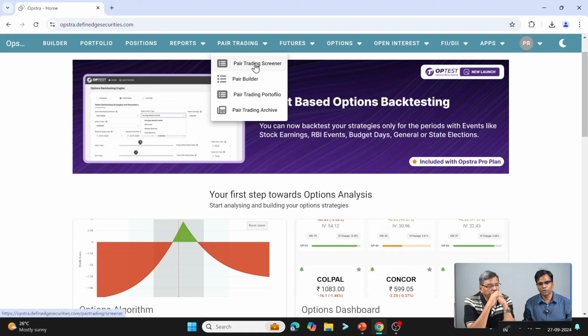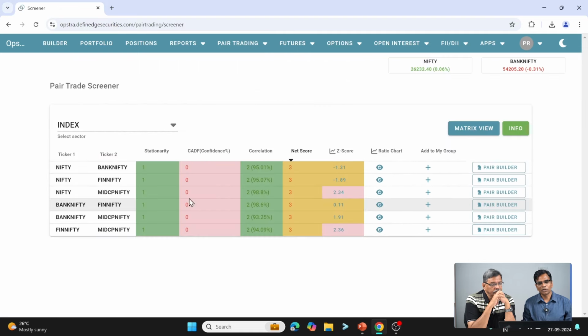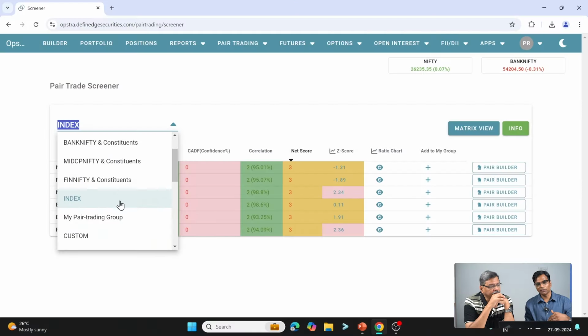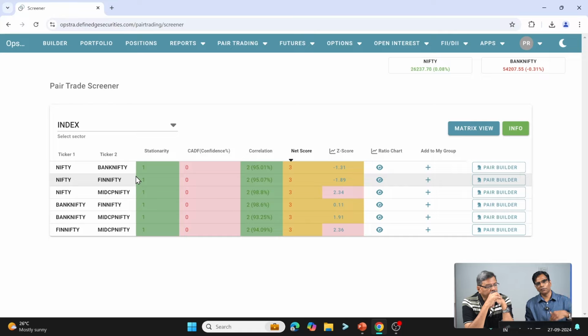So the first option is the pair trading screener. The first thing that you will see is the index. Here we have made different sectors. I'll talk about All a little bit later. We have Nifty and its constituents, like what is the relationship between Nifty and its constituents, like Nifty versus HDFC Bank. Is there any correlation between them? And then Bank Nifty and other indices and their constituents. So the main index and one constituent, that is the pair. And also the indices themselves: Nifty, Bank Nifty, Fin Nifty and all those.